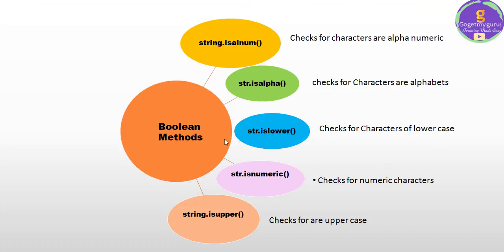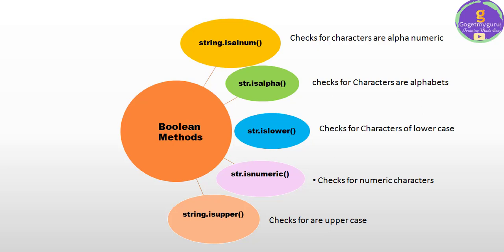Next we have the Boolean methods, which return true or false. Here we have the isalnum, isalpha, islower, isnumeric and isupper methods. These are checking our string. isalnum checks whether all the characters are alphanumeric. isalpha returns true if the characters belong to only alphabets, or else false. Same case with islower: if all the letter characters in the string are lowercase, it returns true, or else false.